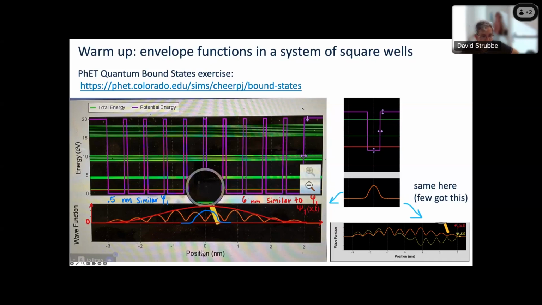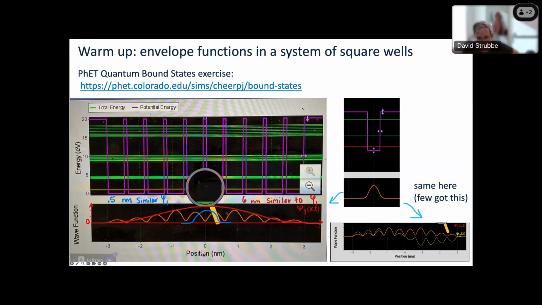We just have a series of square wells, and it will calculate the energies and the wave functions for you. I had them do this, and they could calculate something like this that has these oscillations from each individual square well. But then you can try to plot an envelope function over that, and this is the student's sketch on it, and then compare that to the wave function of an individual square well.